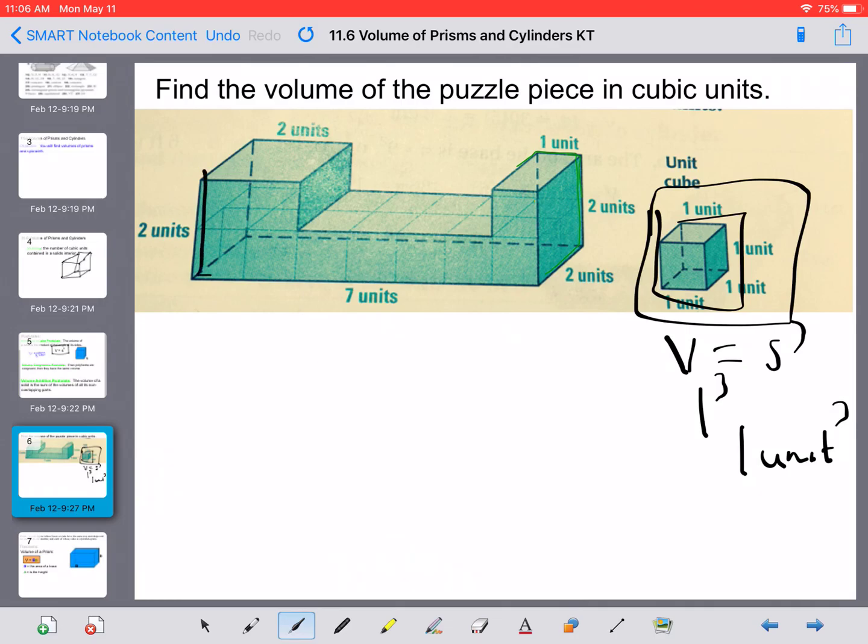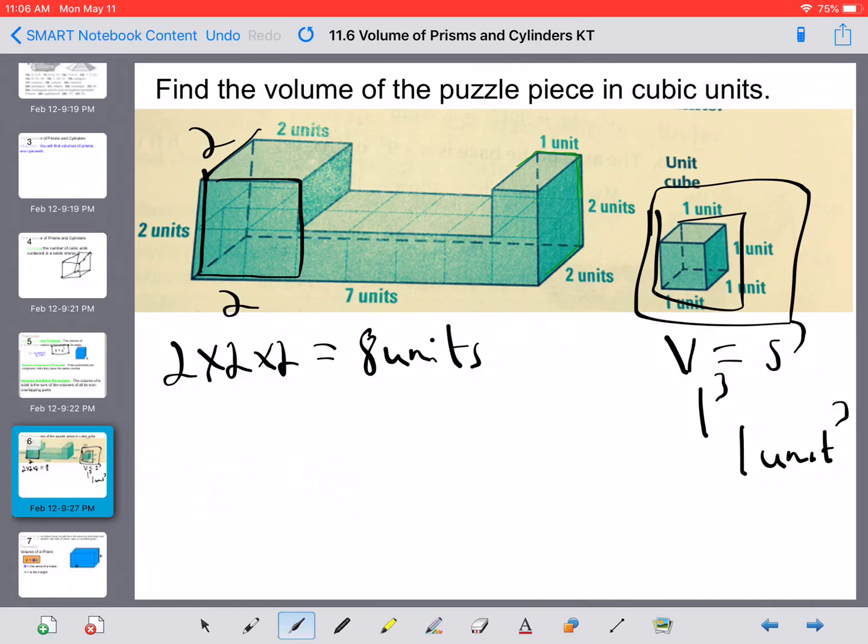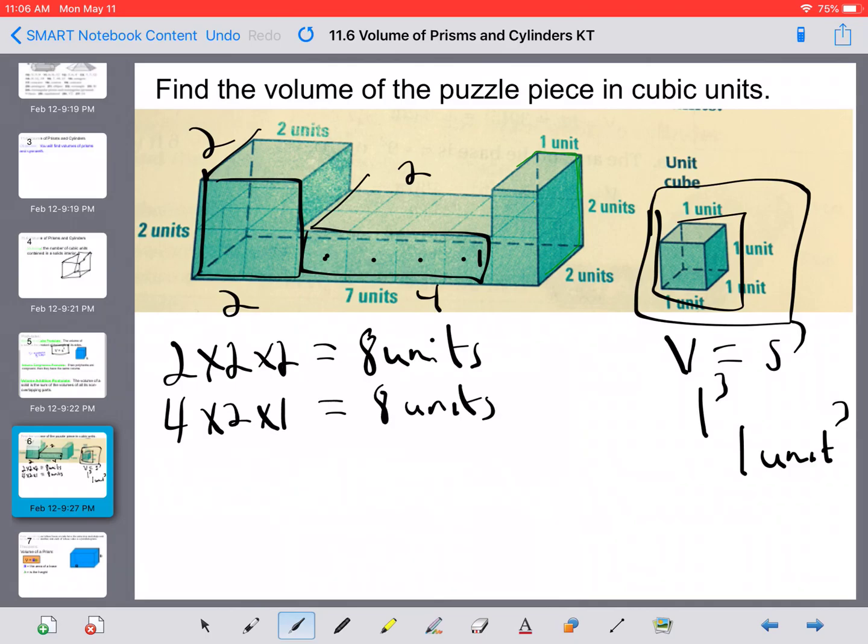I'm going to look at this piece first. On this side, there's 2 going up, 2 going sideways, and 2 going deep. To find how many total units there are, I'd go 2 times 2 times 2, which equals 8. There's 8 units there. Now let's look at this section here. From here to here, we have 1, 2, 3, 4. Up we have 1, and deep we have 2. So that would be 4 times 2 times 1, which equals, again, 8. So there's 8 units in that section.